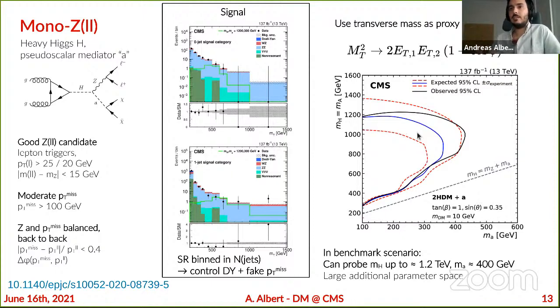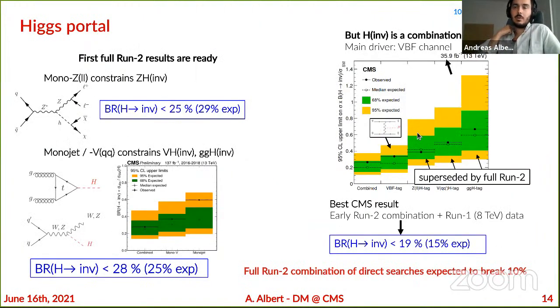And then the final interaction here that I mentioned at the start is the Higgs portal. And here we're kind of closing the loop a little bit. In the Higgs portal interpretations, the limits are typically defined as branching fractions for Higgs to invisible particles. We get constraints here from the ZLL search that I just mentioned in the 20% range.